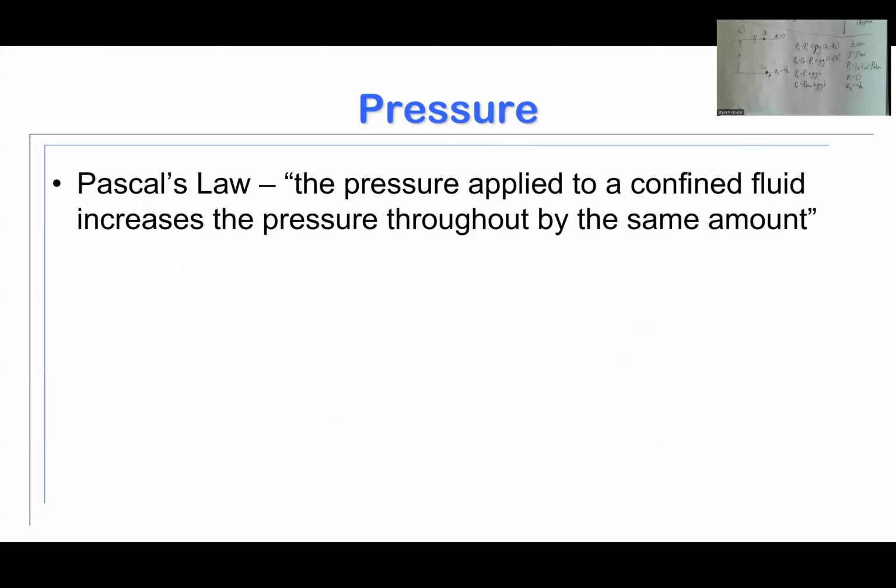Okay. Now, there's a concept of Pascal's law. Again, quotes here without a source mean it's a direct quote from your text, unless I give you another source, which I'll specify. But in this case, I haven't. That's from the Çengel and Boles text: the pressure applied to a confined fluid increases the pressure throughout by the same amount.